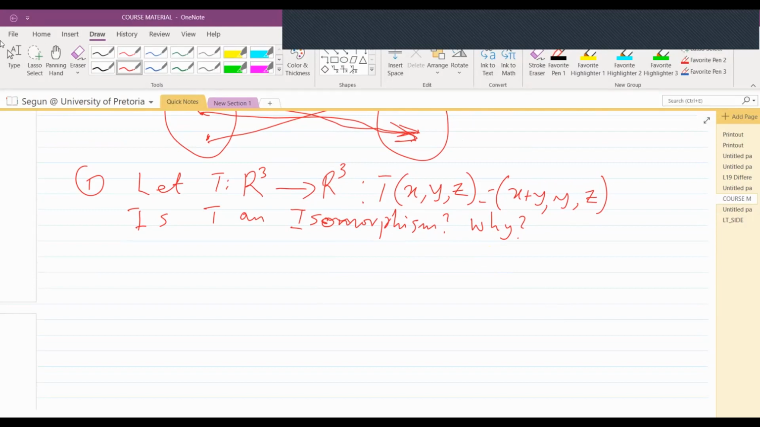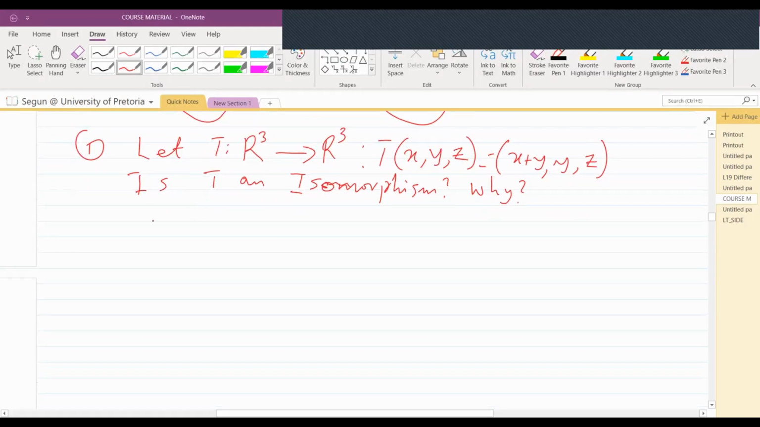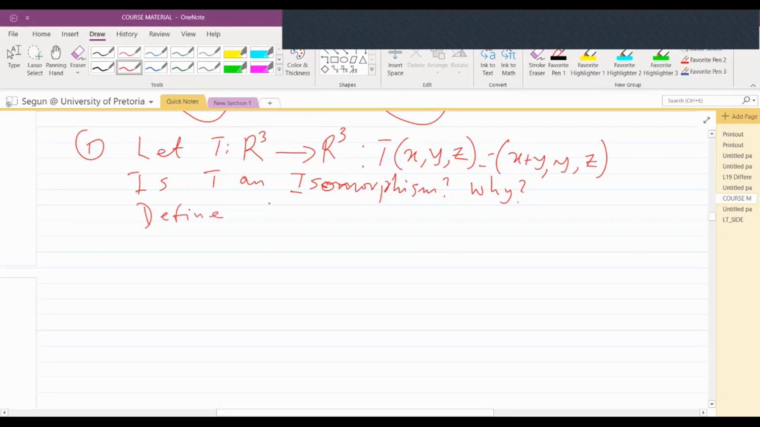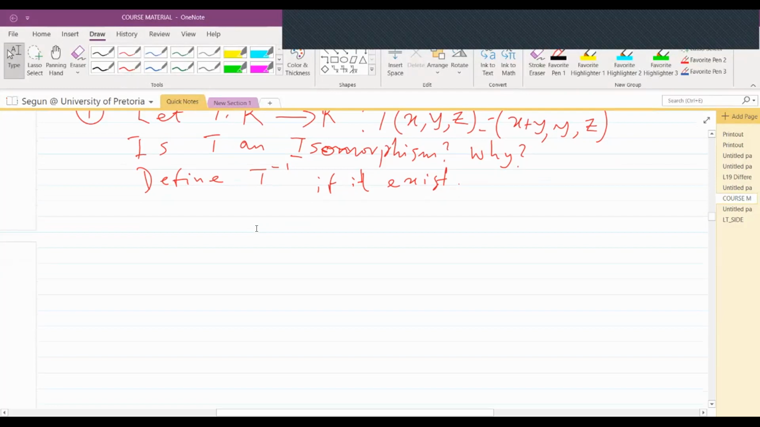Then the question further says, define T inverse if it exists. Define T inverse if it exists. So then let me write the second question on this aspect so that we move on.